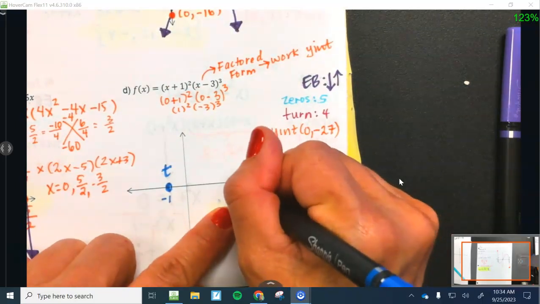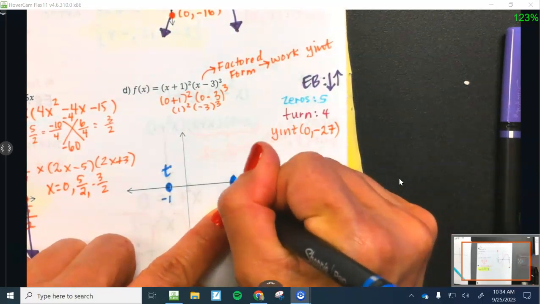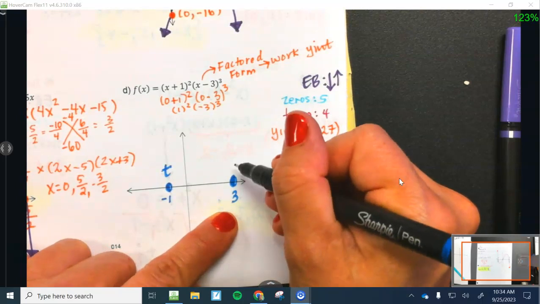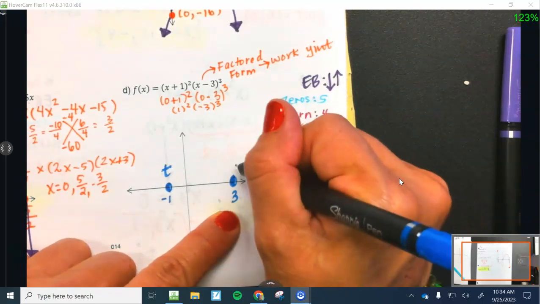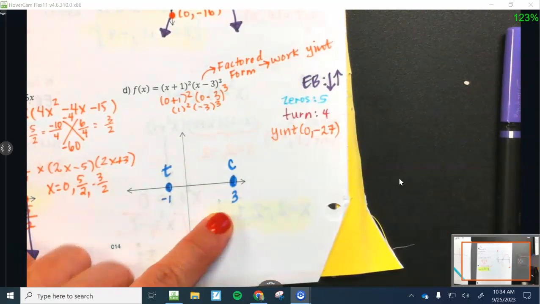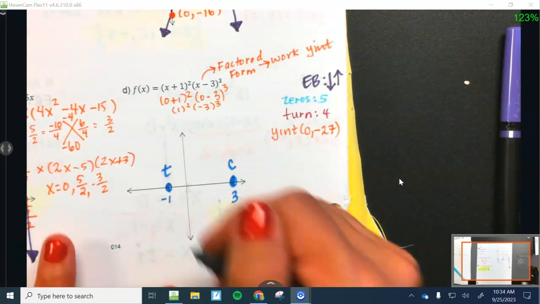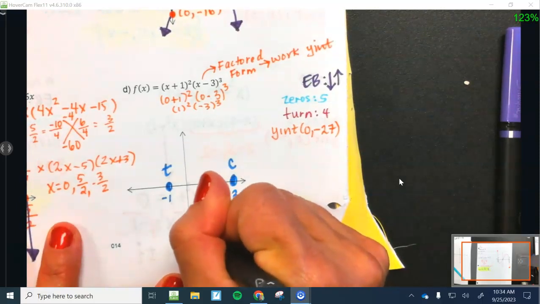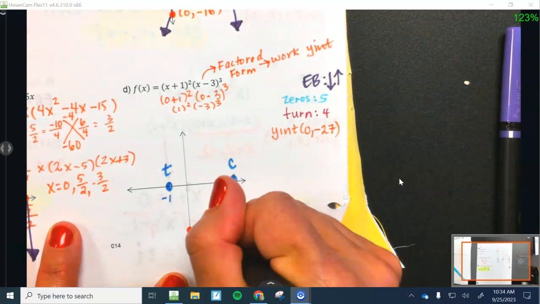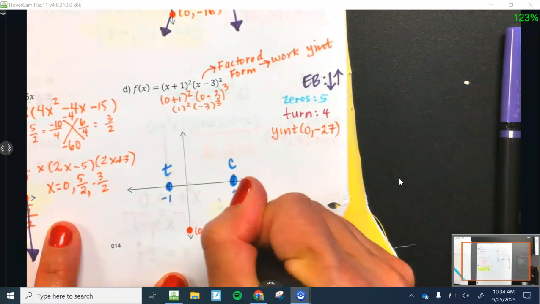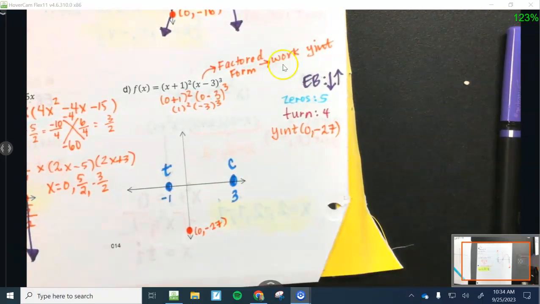Positive 3. What goes above this 3? Yes. C. The y-intercept is way below the origin, so kind of get that where you can. All right, we're ready to graph. We are ready to draw arrows.